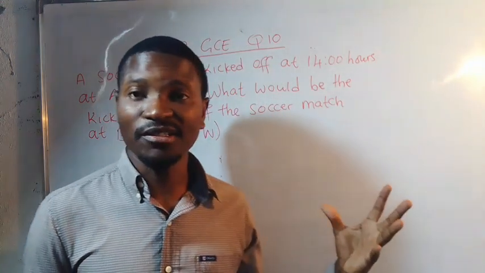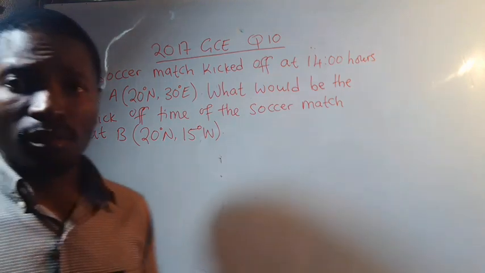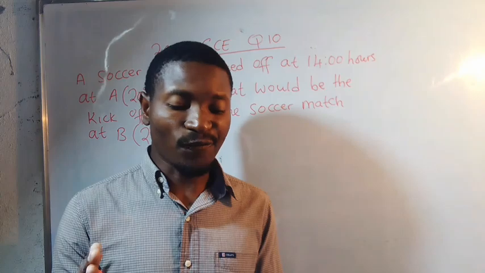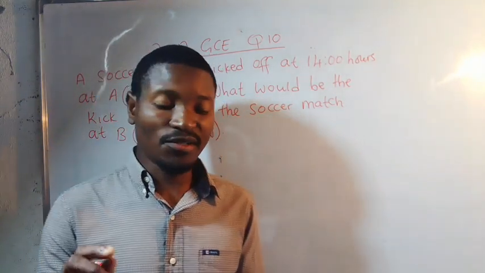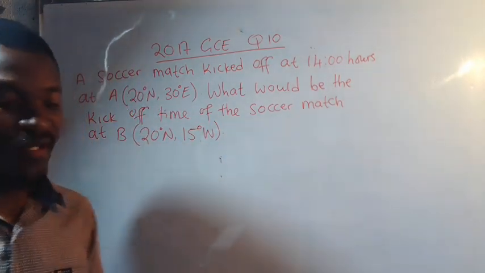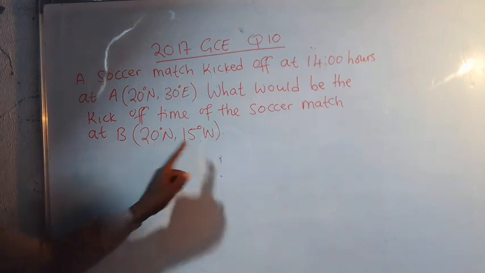Okay, so this is the question. The question reads, a soccer match kicked off at 14 hours at point A, which is 20 degrees north and 30 degrees east. What would be the kick-off time of the soccer match at this point, which is 20 degrees north, 15 degrees west?